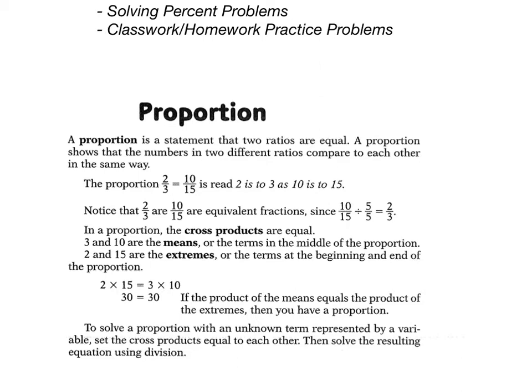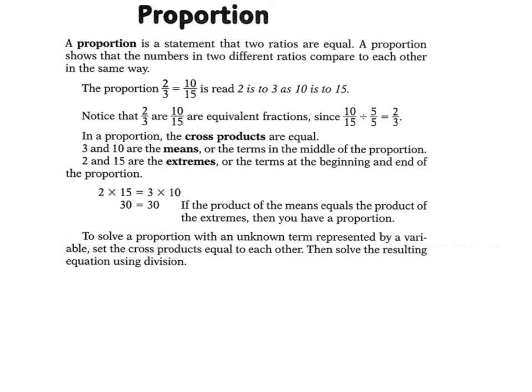The proportion 2/3 is equal to 10/15 is read 2 is to 3 as 10 is to 15. In a proportion, the cross products are equal. So 3 and 10 are the means, the terms in the middle of the proportion, and 2 and 15 are the extremes, the terms at the beginning and the end of the proportion. To solve a proportion with an unknown term represented by a variable, set the cross products equal to one another, then solve the resulting equation using division.